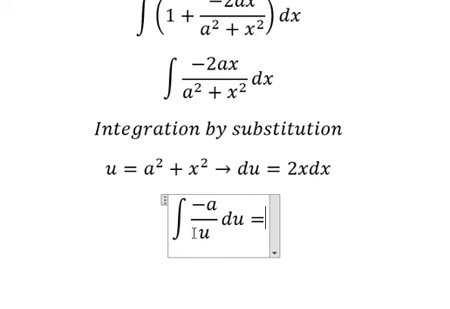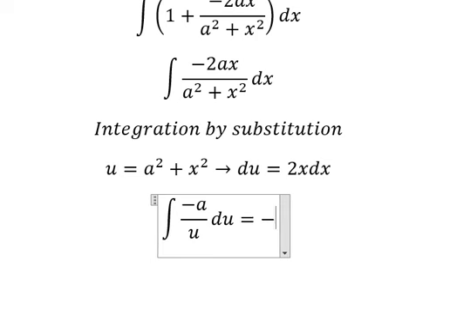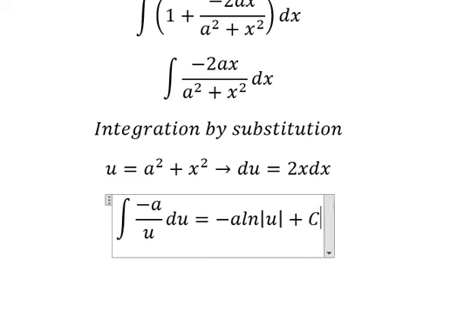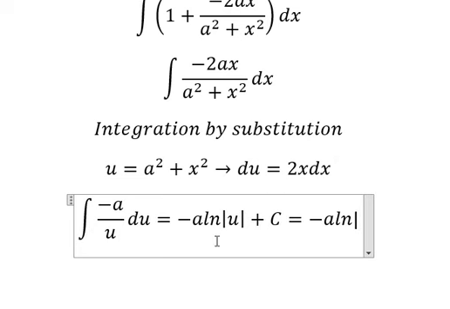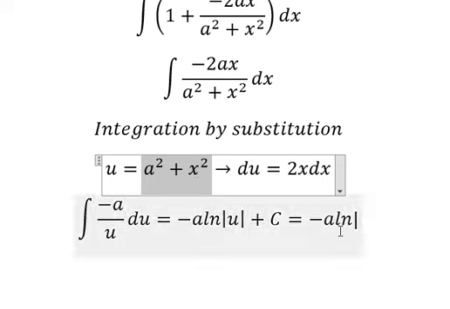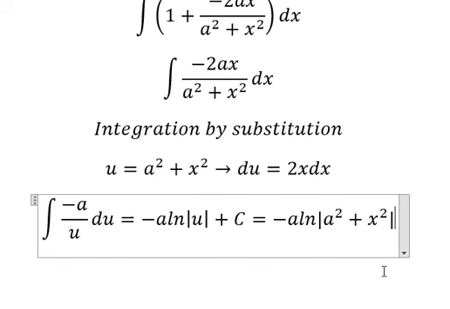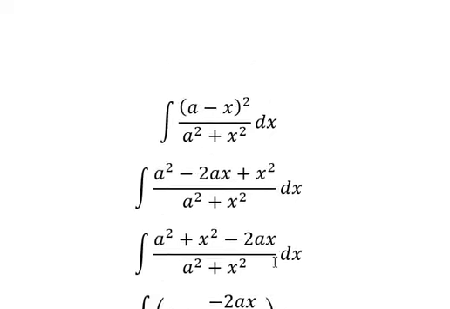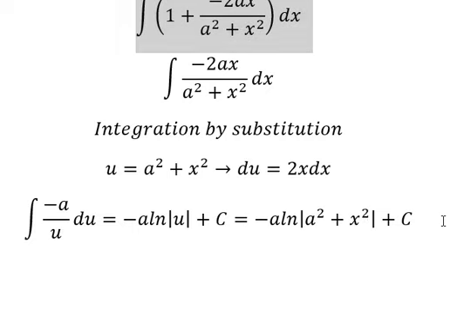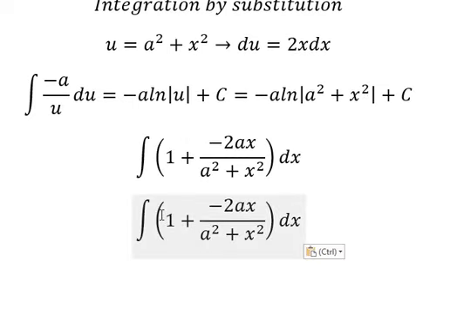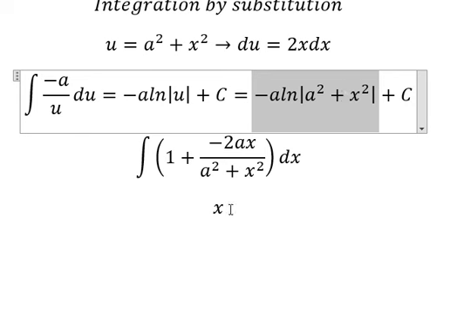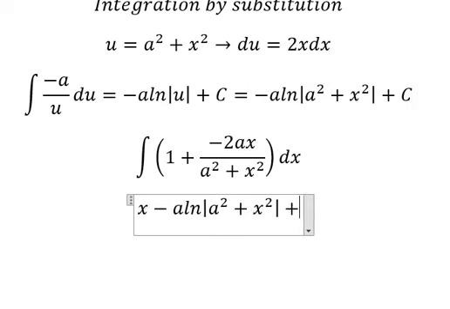The integration of this one, we have negative 8 ln of the absolute value of u, and I will put c. About u, that is this one, and I will put c in here. Now we need to go back in here. The integration of number 1 is x. The integration of this one is this one, and I will put c.